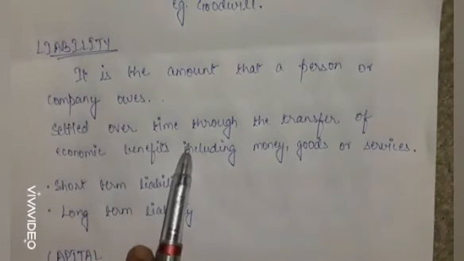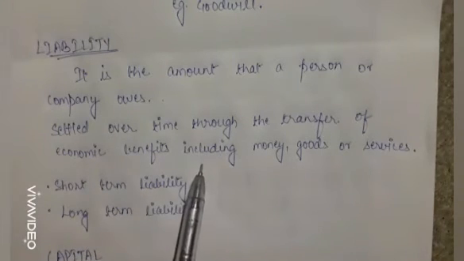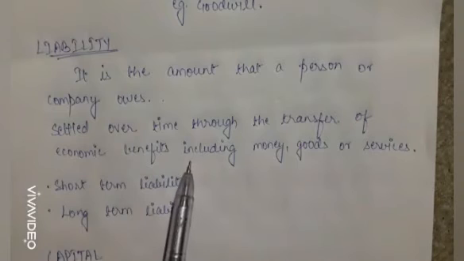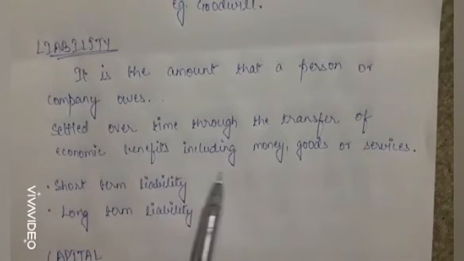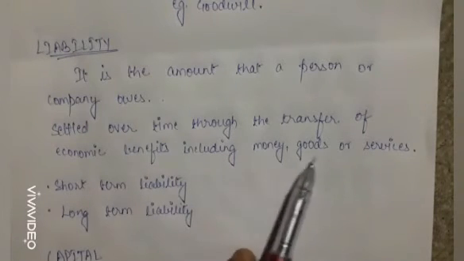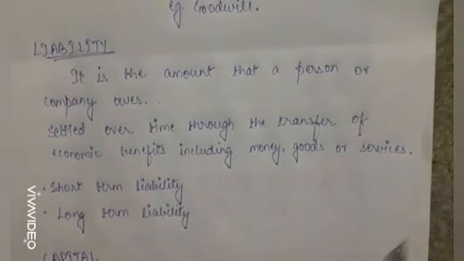It is settled over time through the transfer of economic benefits. We have to give some benefits to our creditor. What are the benefits we can give? We can give him money, some goods, or some services. Suppose the machinery cost 1 lakh rupees, and you are not going to pay it in cash. You can give some stock of goods in exchange for the 1 lakh rupees. Of course you can do it. If you are a service provider, then of course you can provide service for that 1 lakh rupees.